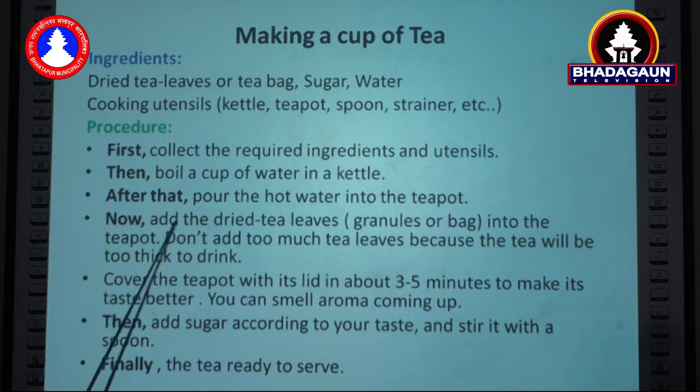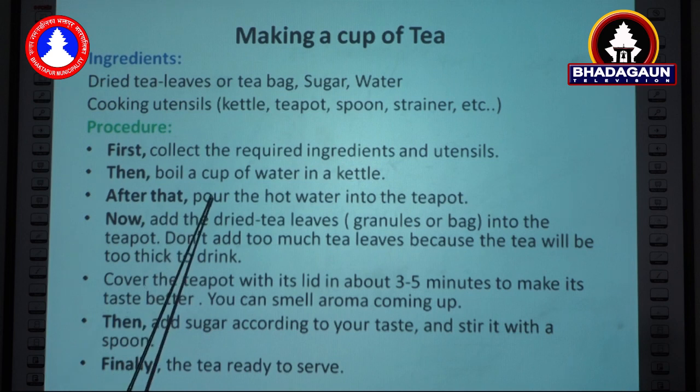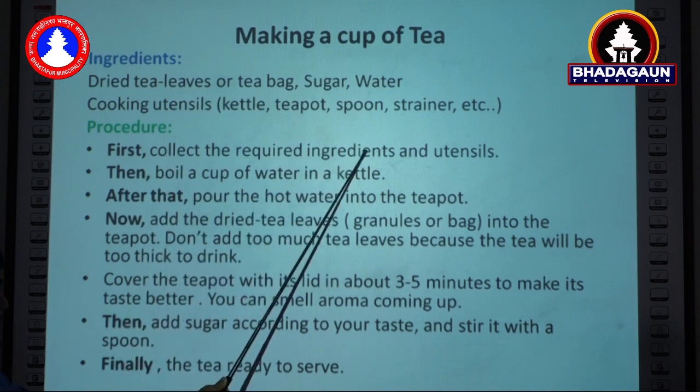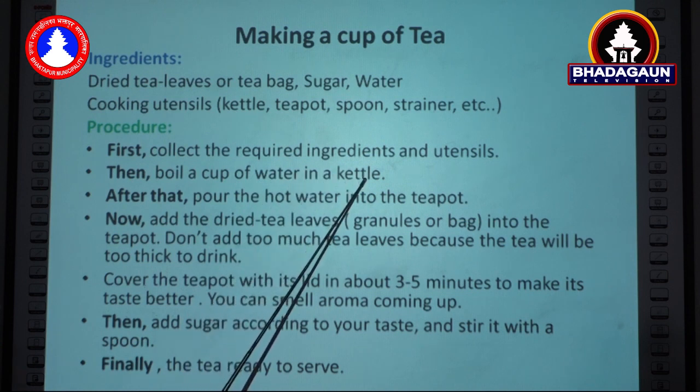Now add the dry tea leaves, that can be in the form of granules, dana, or bag. That granules may be packed in the bag, right? That you say tea leaves bag. So, you have to first collect the required ingredients and utensils. Second, boil a cup of water in a kettle. You have boiled the water in a kettle.